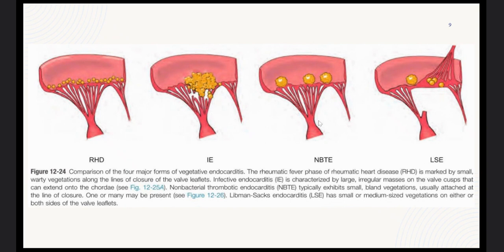For the non-bacterial thrombotic endocarditis, you can see the lesions are usually small, and again, they are attached along the lines of closure of the valve leaflet, and you can have more than one present. The last one is Libman-Sacks endocarditis, and like I mentioned before, you see the vegetations that are present on the surface and on the undersurface of the valve leaflets.